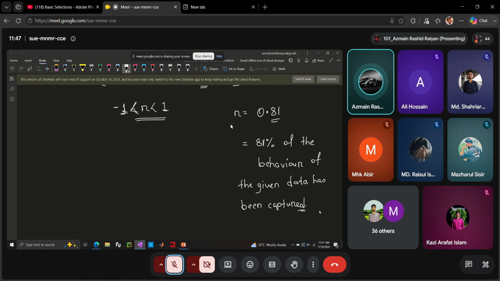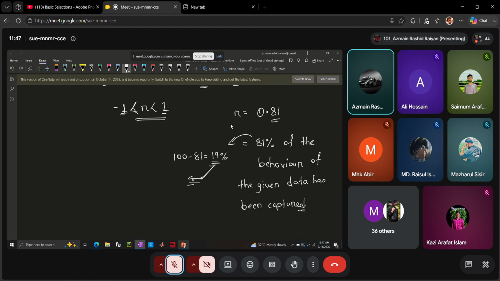Okay, which means 81% of the behavior of the given data has been captured. So what was the rest? Let's say the rest of the 100 minus 81. The rest of the 19% of the data cannot be captured because of some irreversibility, or any kind of adverse condition or any kind of uncertain behavior. We could not capture the rest of the 19%. So the closer the value gets to 1, the stronger the correlation.